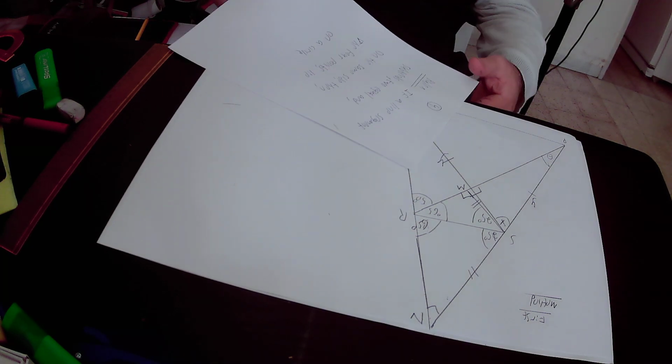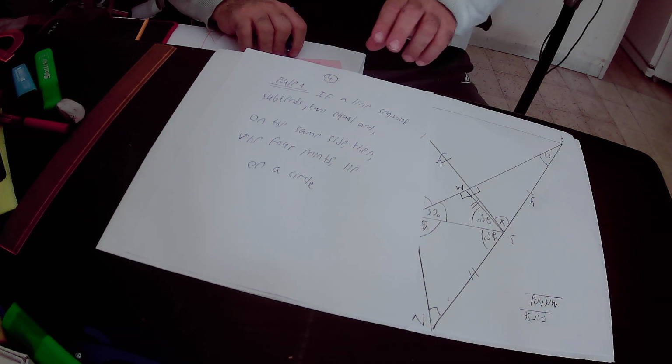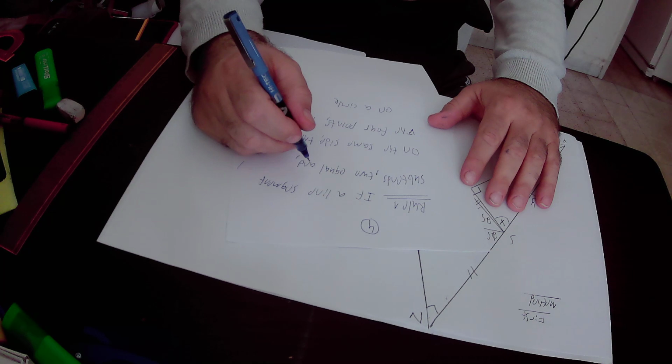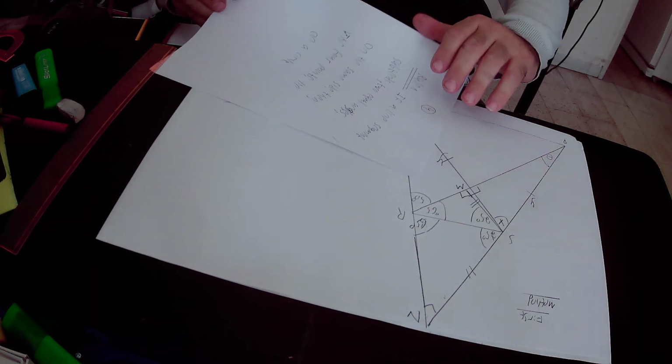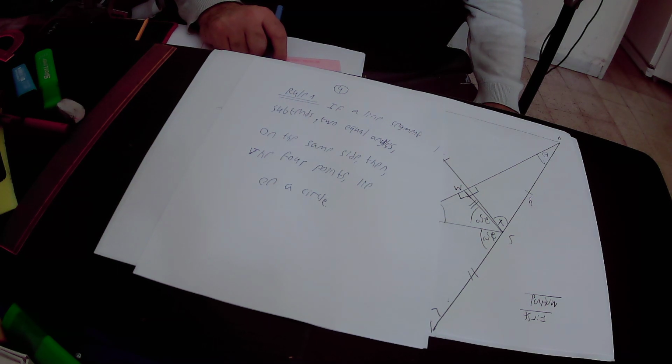So I will read rule number 1 again. Rule number 1 states that if a line segment subtends two equal angles on the same side, then the 4 points lie on a circle.